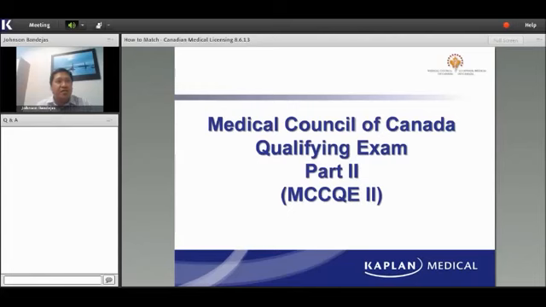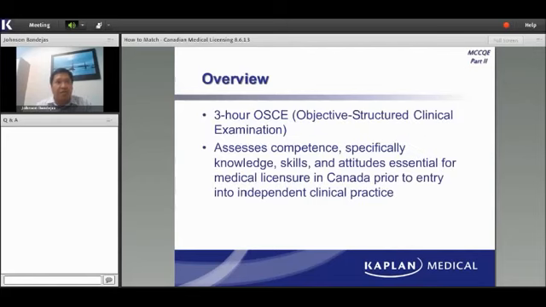Now, the next examination that you have to take, which is going to assess the competence of IMGs regarding the skills and attitudes essential for independent clinical practice in Canada, will be the Medical Council of Canada Qualifying Examination Part 2, also known as MCCQE2. Now, the MCCQE2 is a 3-hour objective structured clinical examination that will consist of a series of 5 and 10-minute clinical stations. This will be very similar to that of the USMLE Step 2 CS.